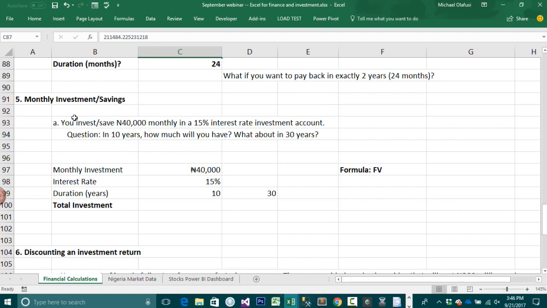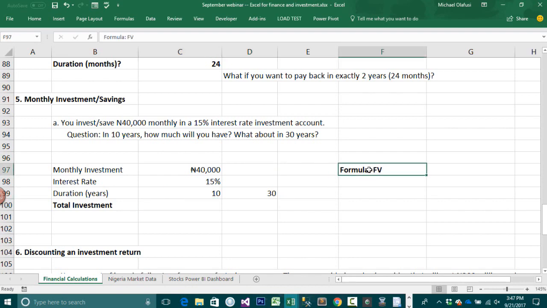Again, what I have said is if you save 40,000 naira every month at an interest rate of 15%, and a duration of 10 years or 30 years, how much will you have saved? Now, you can't just straight away start multiplying 40,000 naira times 12 months in a year, then times 12 years, and say that gives you 4.8 million. No, that would be wrong, because there is an interest rate involved. So the money you saved is actually growing. You cannot use this simplified calculation. So you have to use FV.